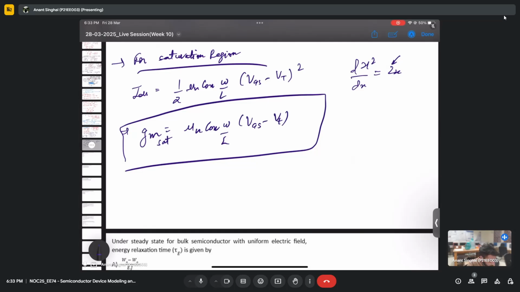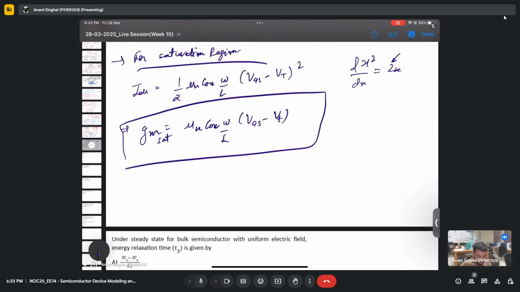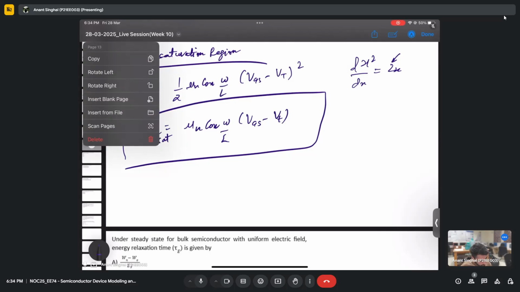So yeah, these are some of the basic methodology. Let me try to explain you using a numerical also.